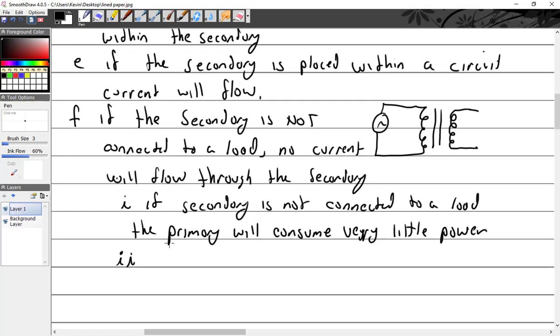All right. So if you don't have it connected to a load, it doesn't get hot because you don't have power flowing through it, and that's a good thing. It kind of saves you money. It doesn't say none. It says very little.